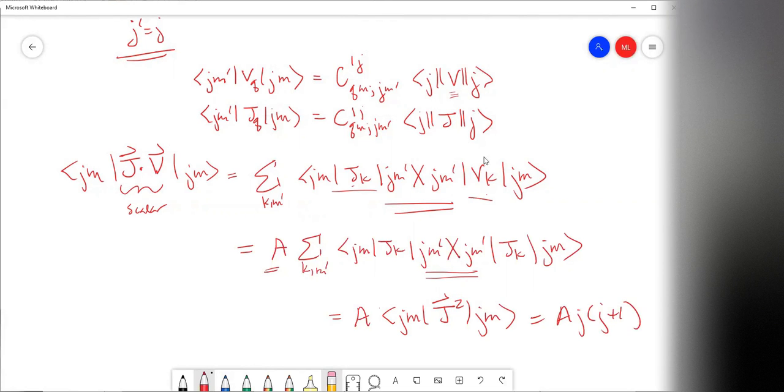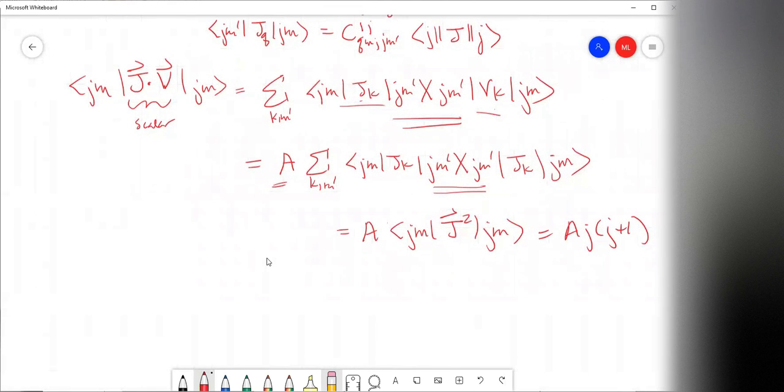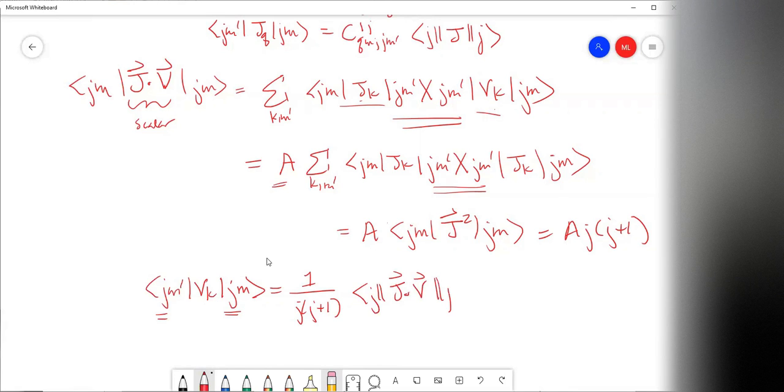So that gives us a really nice thing. It tells you that the matrix element of a spherical vector operator, any one of them, for a fixed J is just equal to the constant of proportionality, 1 over J, J plus 1, times the reduced matrix element of the dot product between J and V. That's what we're calculating here. And the rest is just the matrix elements of J. So this must be the constant of proportionality between these elements and these elements. So you can play tricks like that.